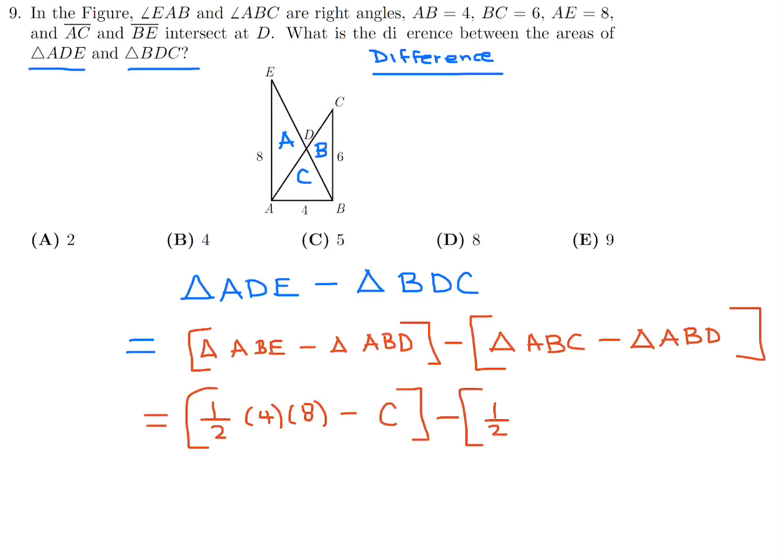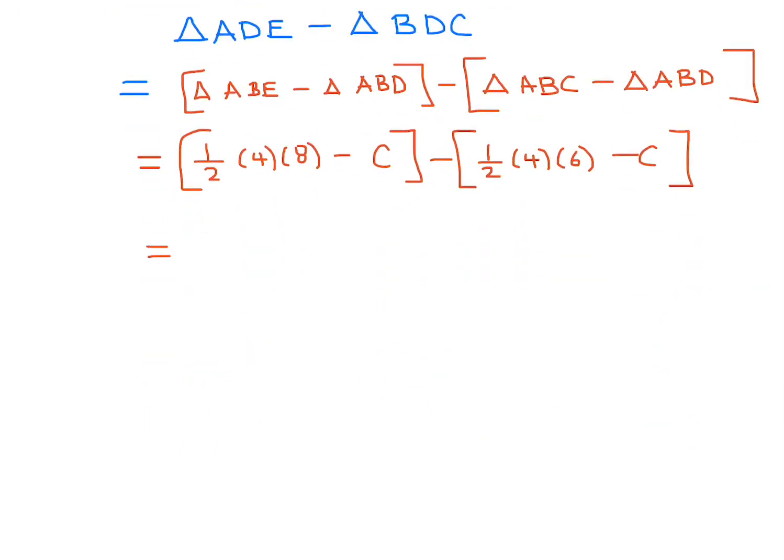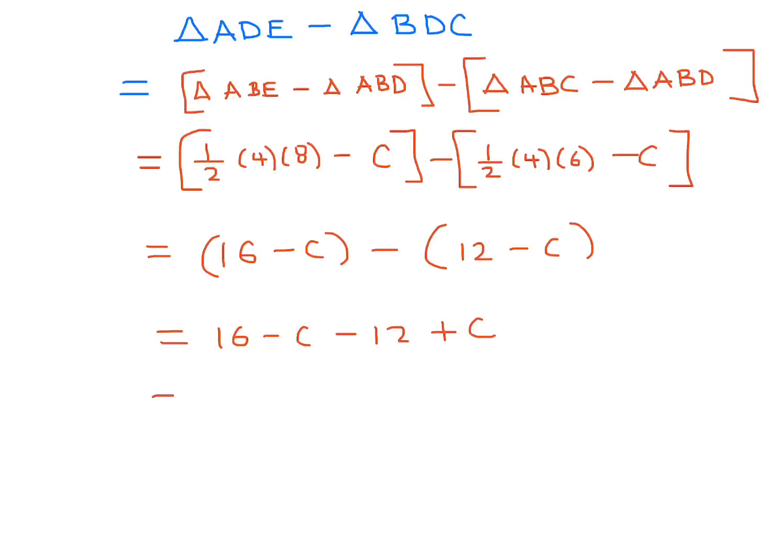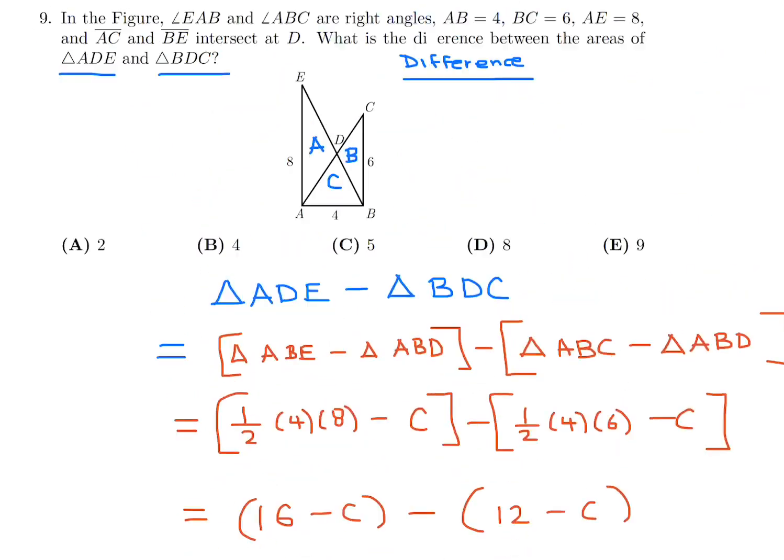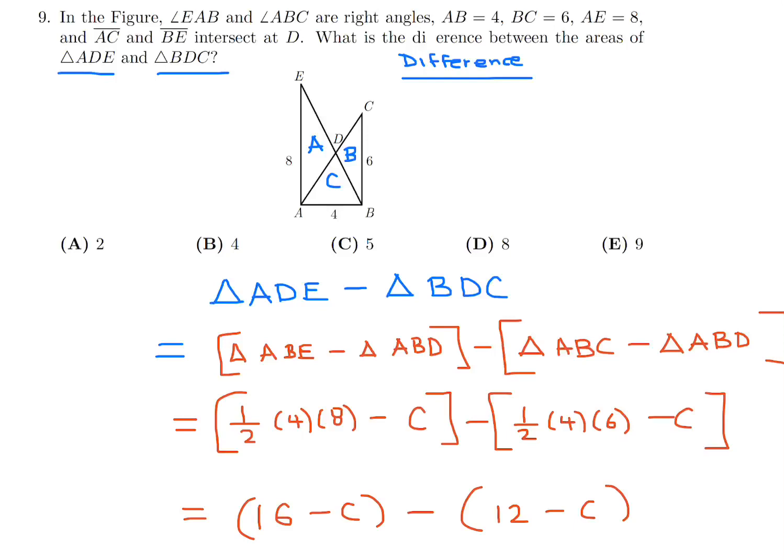That'll be 1/2 base times height, which is 4 times 6. And then ABD, it's the same guy again, and I'll just put C, like that. All right, so here we go. 1/2 times 4 times 8 is 2 times 8, which is 16, minus C. And then 1/2 times 4 times 6, 2 times 6, which is 12, minus C. So this becomes 16 minus C minus 12 plus C. The C's cancel, and I just get left with 16 minus 12, which is 4. And there you go. You got yourself the answer. And number 9, therefore, the answer is B.